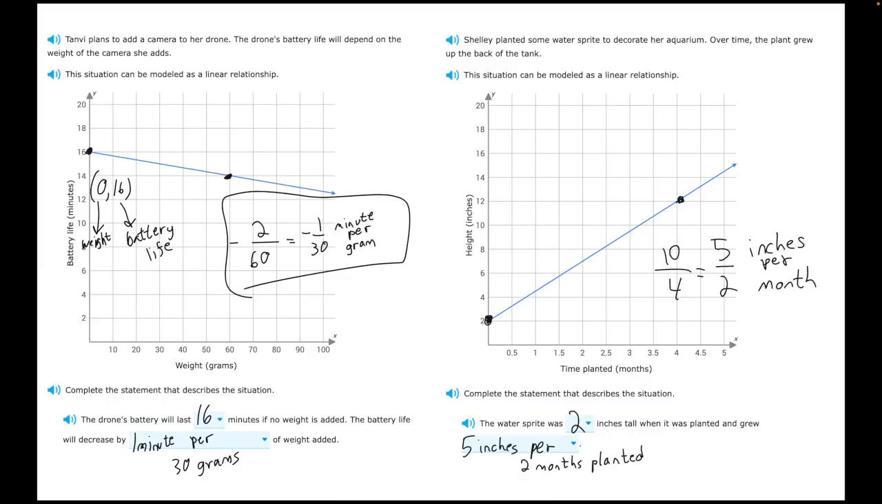And for the second problem, we should have said the water sprite was 2 inches tall when it was planted, and it grew 5 inches per 2 months that it was planted.